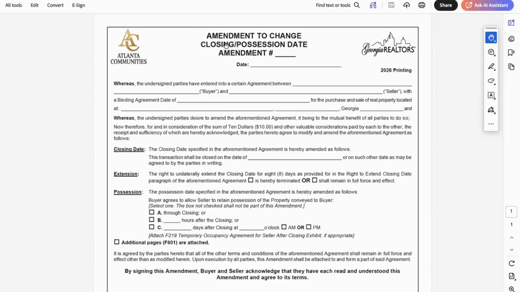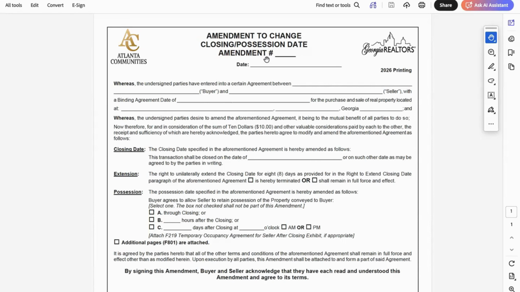Shawna Benoit here, and today we're going to go over the F716 amendment to change possession closing date. This amendment is used to move the closing date, change the closing date or possession date, or both.